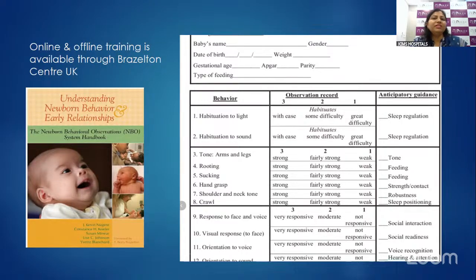It is also available separately, but if you are going for that, training both online and offline is available through the Brazelton Center UK, and you can go for the training. It's like 2 days of training, and then you can do this. It doesn't take much time. You can do it while the child is getting discharged, and in the follow-up also. Or if a health care worker is going to their home and doing some assessment and helping the mother, that way also you can use this assessment.